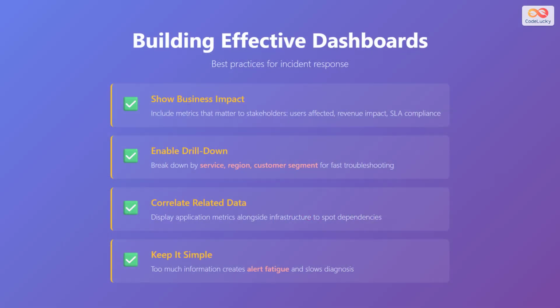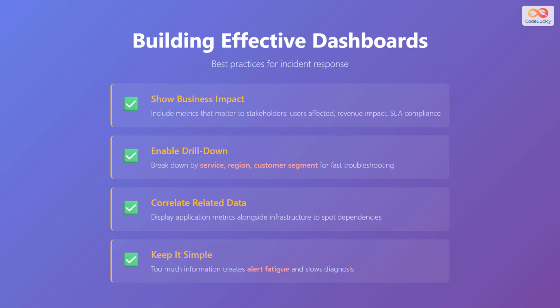When you design dashboards, keep these best practices in mind. First, show business impact. Include metrics that matter to your stakeholders. How many users are affected? What's the revenue impact? And are you violating your service level agreement? Technical metrics matter, but business metrics matter more. Second, enable drill down. You should be able to break down problems by service, by region, and by customer segment. This dramatically speeds up troubleshooting.